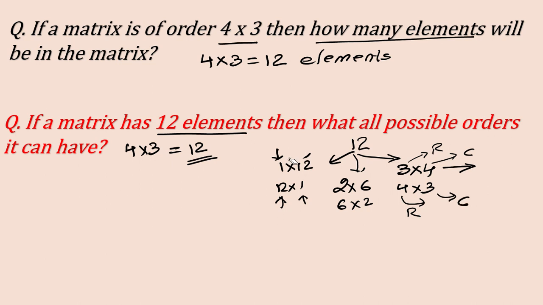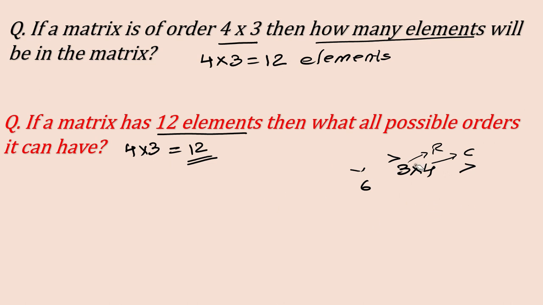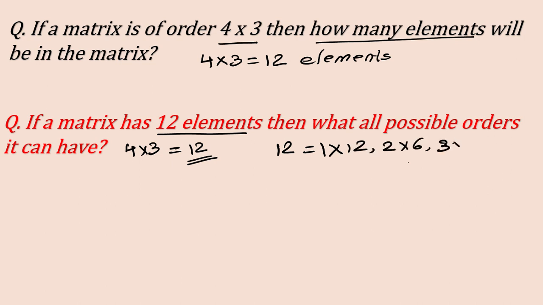So if a matrix has 12 elements, how many possible orders can it have? It can have various orders like 1 by 12, 2 by 6, 3 by 4, and just reverse them: it can have 12 by 1 also, 6 by 2 also, 4 by 3 also. So there will be 6 possible orders for a matrix if it has 12 elements. Okay, you understood this?